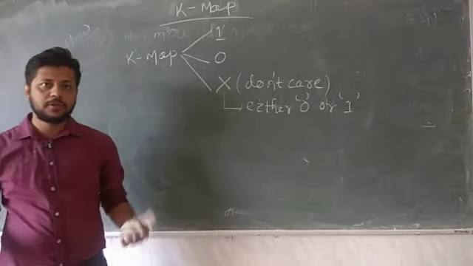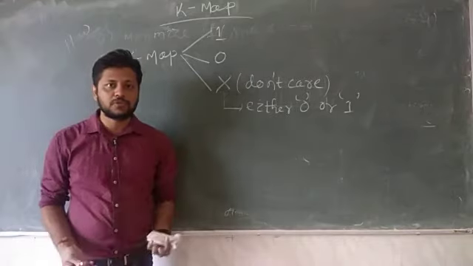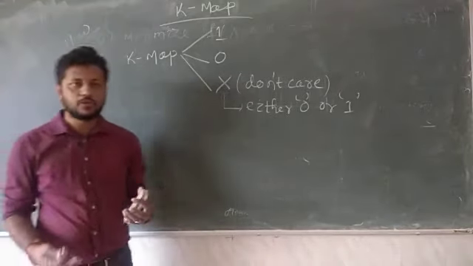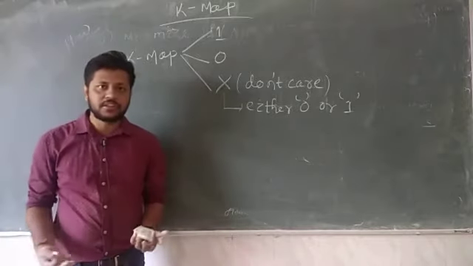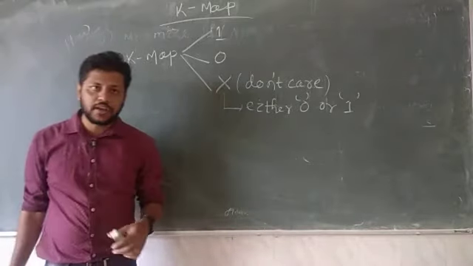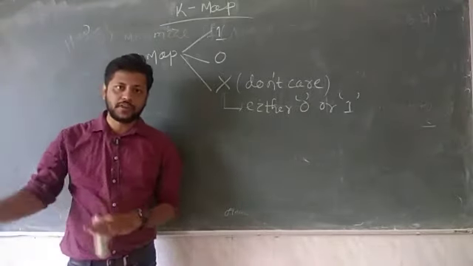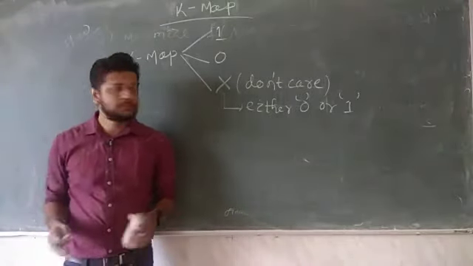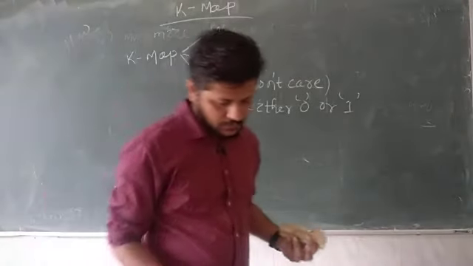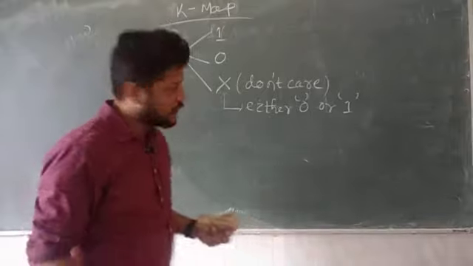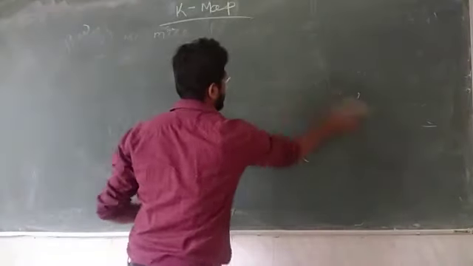It can be either 0 or 1 depending on the situation of minimization. So let us see one problem so that we have clarity on how to use this don't care condition, in which cases you need to consider this don't care and in which cases you need not consider this don't care even though it is present in the K-map. So let us solve some questions by using K-map. First I will solve some simple expressions.